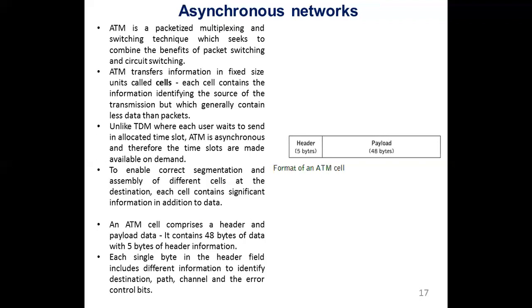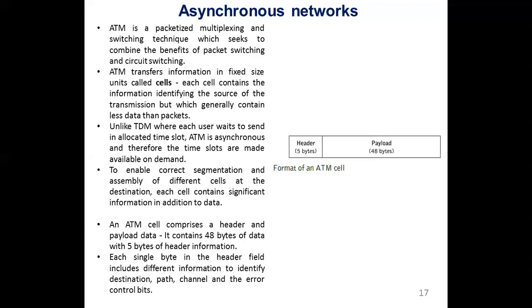ATM differs from the static TDM, because in TDM each user will wait for his or her time to send the data, whereas in ATM, since it is asynchronous, time slots are made available on demand. So that is the major difference between TDM and ATM. For perfect segmentation and assembling of the various cells at the receiver or destination, each cell will contain significant information in addition to the data, which is known as the header. So you can see that the header will be of 5 bytes and the payload will be of 48 bytes.